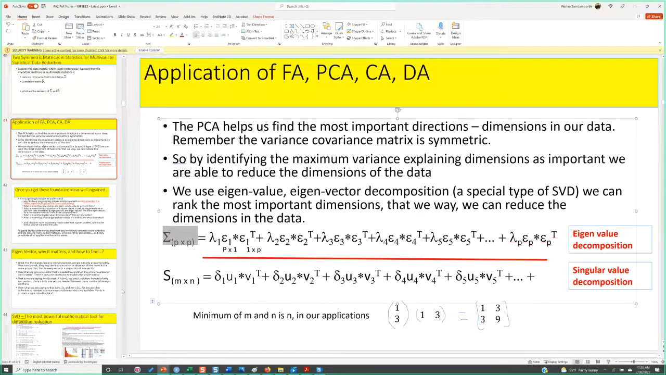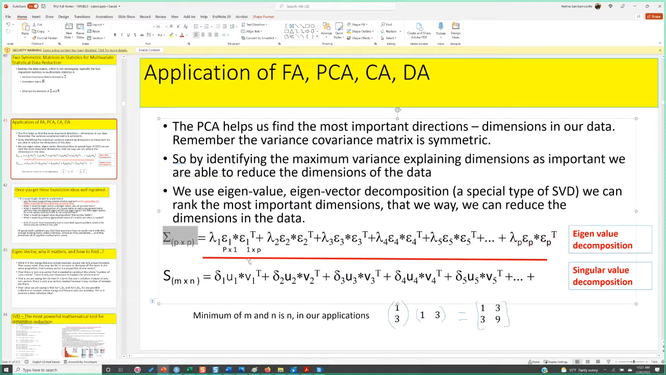individual axis contributions. This is the first axis contribution to the variance. This is the second axis contribution to the variance. This is the third axis contribution to the variance, and so on. Right? So I am able to decompose the total variance in a fairly interesting way.